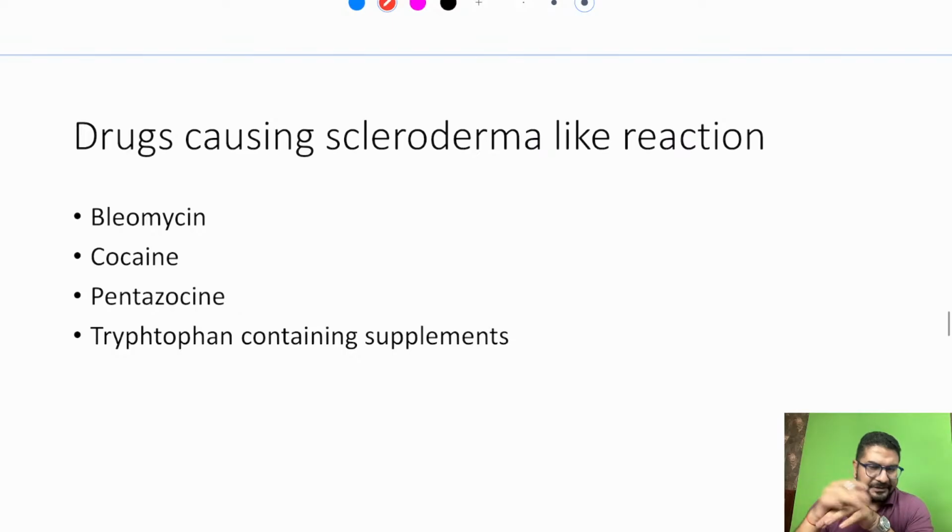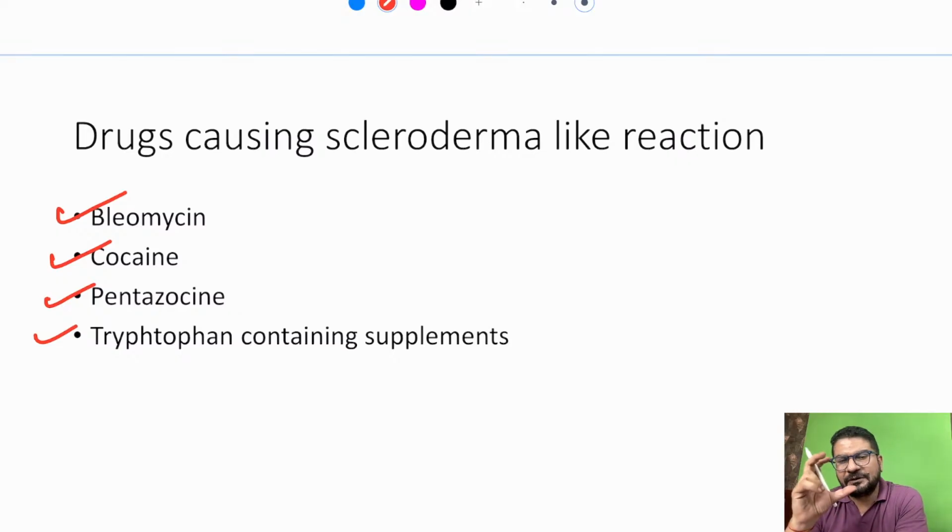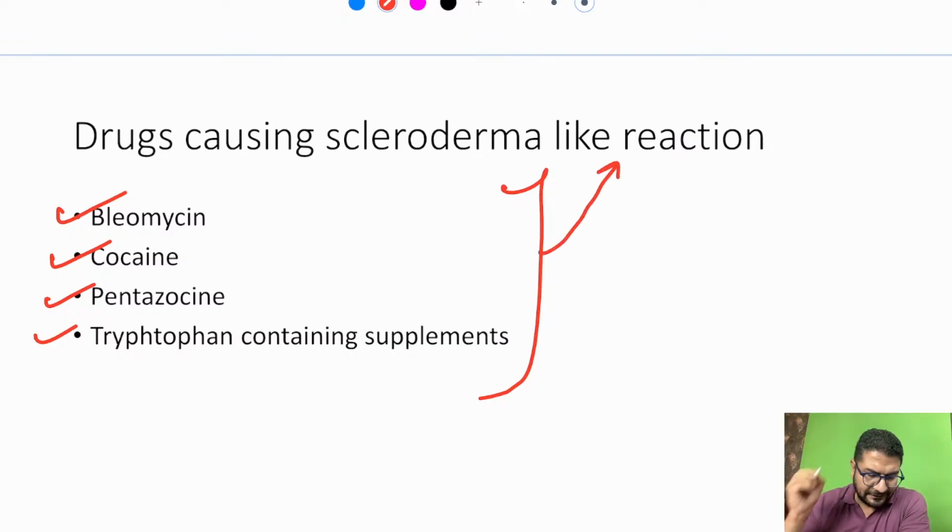This topic has been coming in NEET PG, so they can be asked in your exam also. So drugs like bleomycin, remember, it also causes fibrosis in the lung. So indirectly this will also increase PH. Then cocaine, pentazocine is very commonly used in gynecology department. Then many protein supplements, the BCAA that gym-goers take, contain tryptophan. So these are the drugs which can cause scleroderma-like reaction. So bleomycin, cocaine, pentazocine, and tryptophan containing supplement.